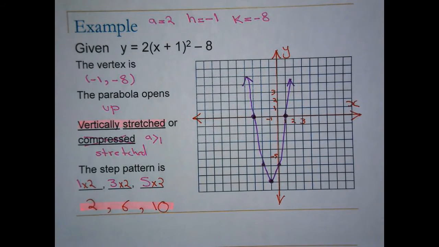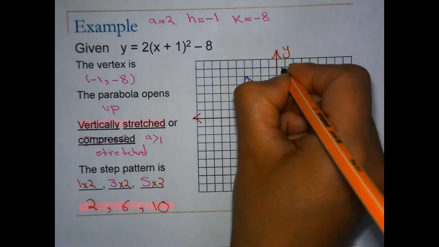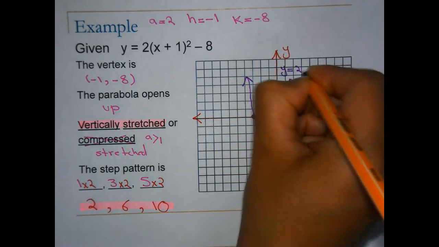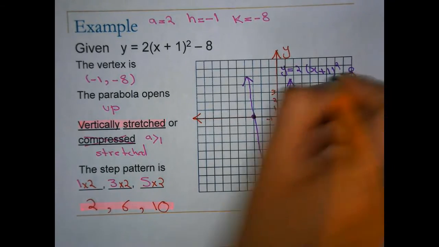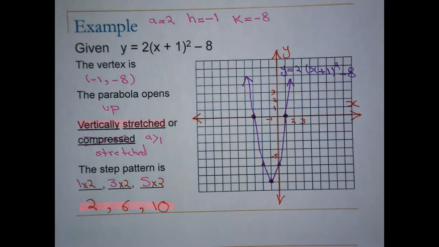And in order to finish your work, make sure that you label your graph with the equation: y equals 2(x plus 1) squared minus 8. Now let's do one more example.